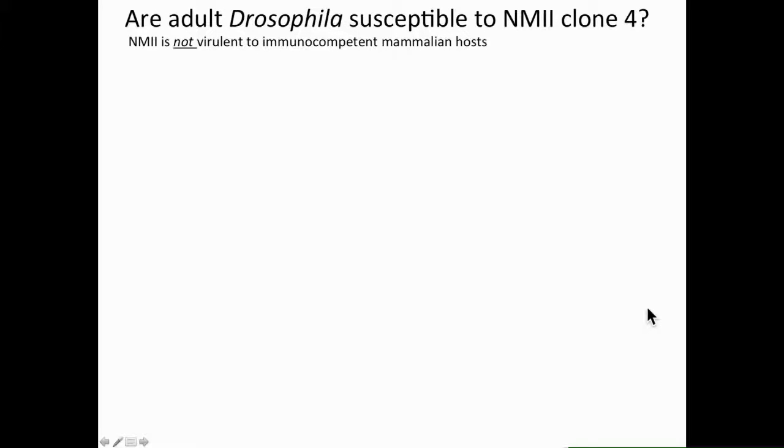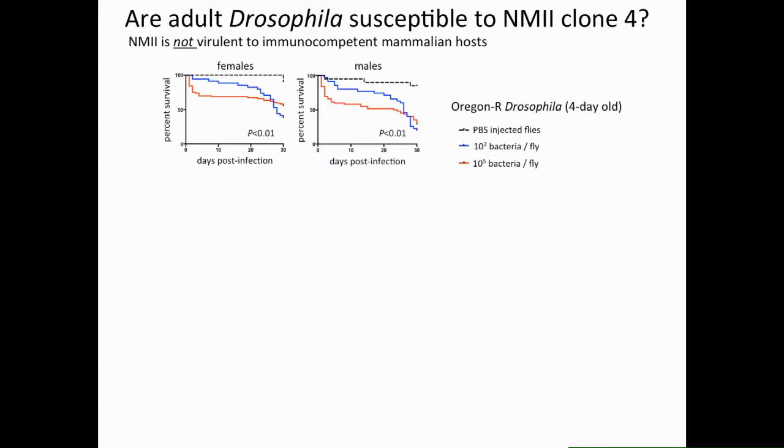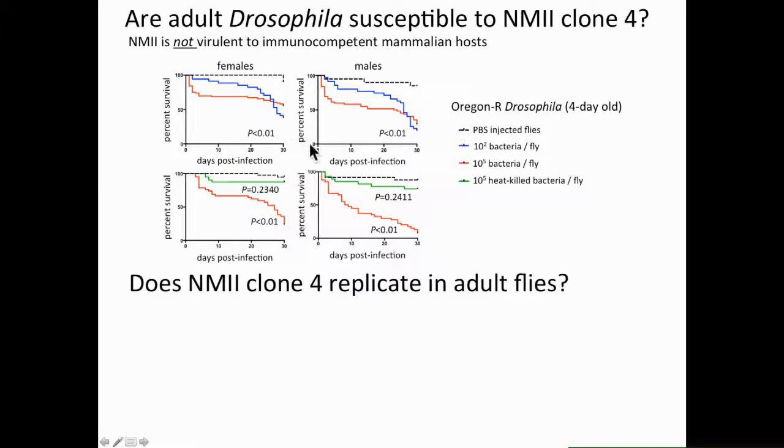So the next question is, are adult Drosophila susceptible to 9-mile clone 4? And remember, this phase 2 strain is not virulent to immunocompetent mammalian hosts. Looking at 2 different doses, 100 or 100,000 bacteria, you can see that it causes mortality in both females and males. And heat-killed bacteria, in green here, does not cause significant mortality.